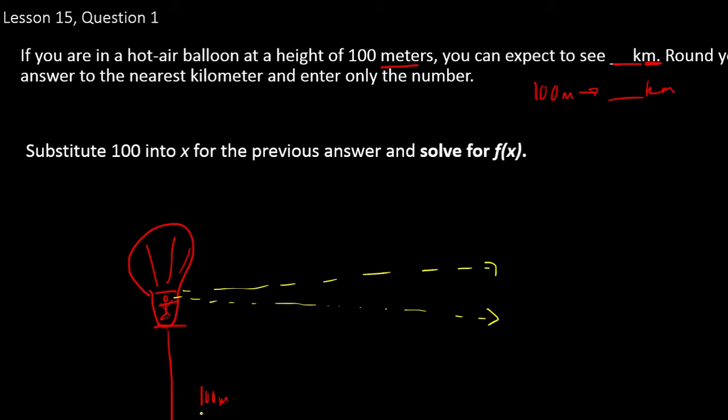Based on the function from the last question, which described the relationship between the height of the balloon and how far you can see visually, now we've been given a number. We've been given 100 as our height. So I should just be able to plug 100 meters into my function, and it's going to tell me immediately how many kilometers I can see from the balloon.